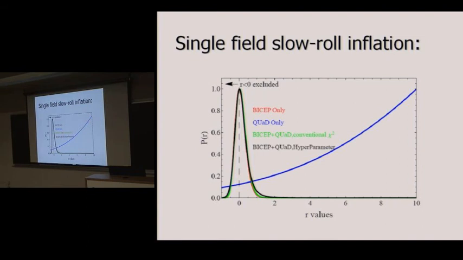But if you combine these two, no matter whether you use the conventional chi-square or some other trick of the likelihood, the so-called hyperparameters, there is some difference, but in this context it doesn't differ a lot. By combining these two, no matter what combining method you use, the results are very consistent with BICEP alone. So BICEP is currently the dominant data set to determine this value of r.